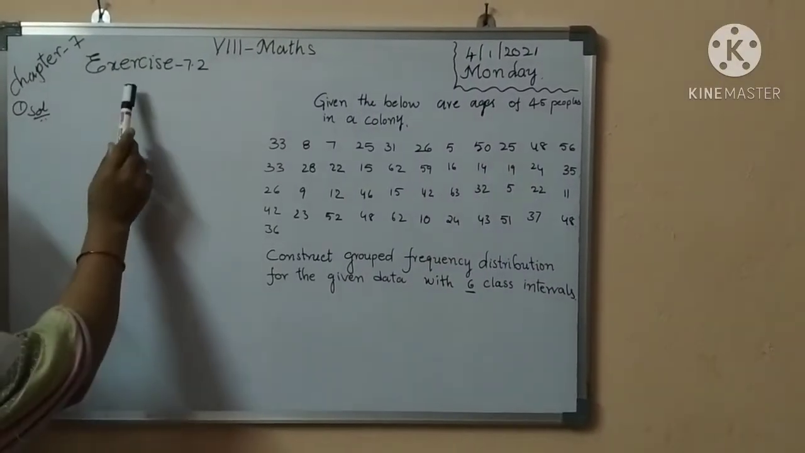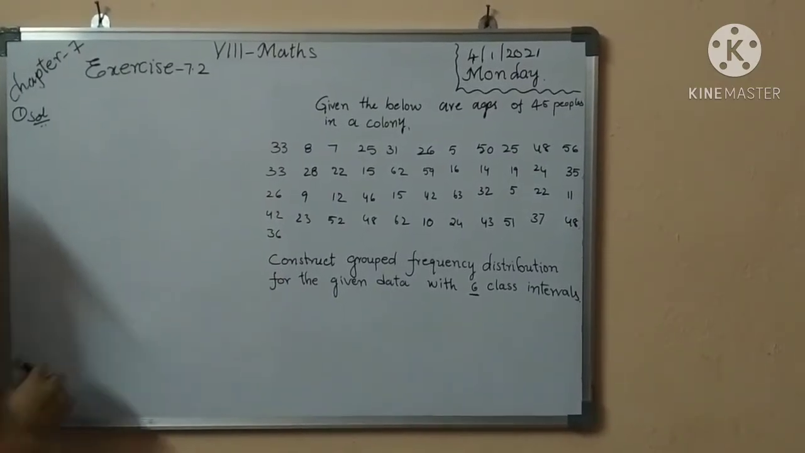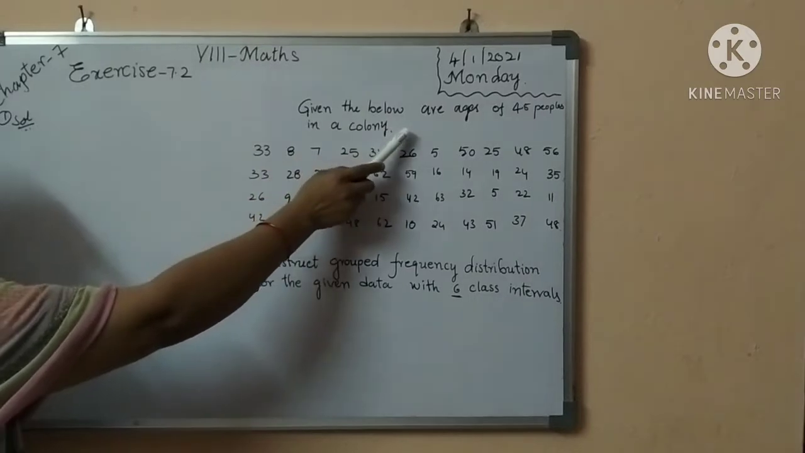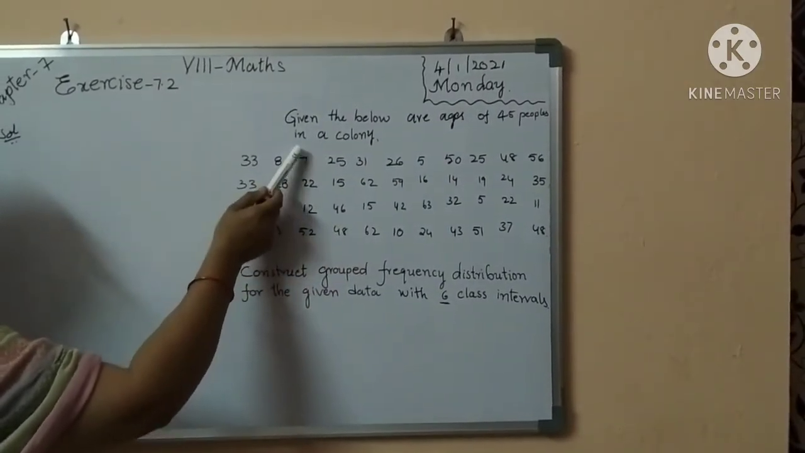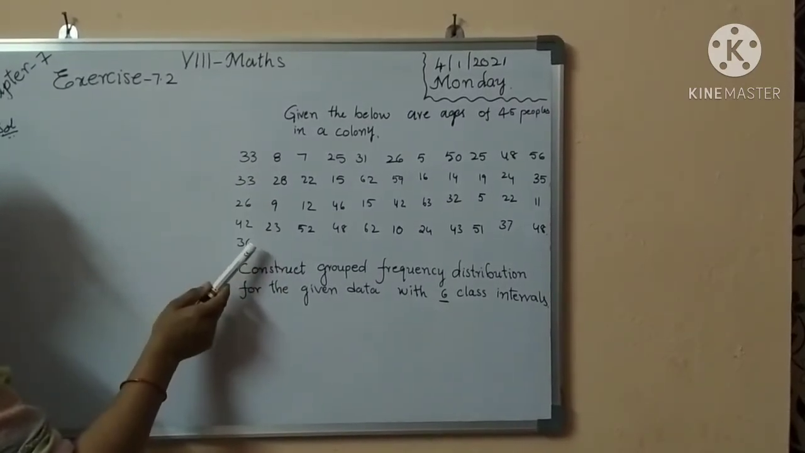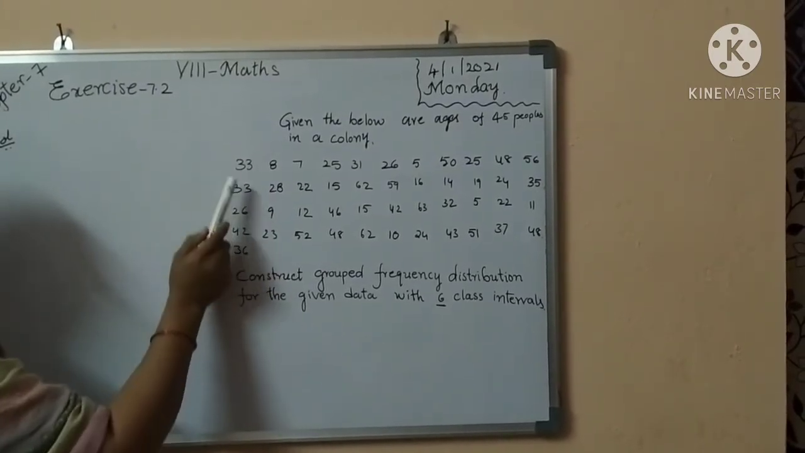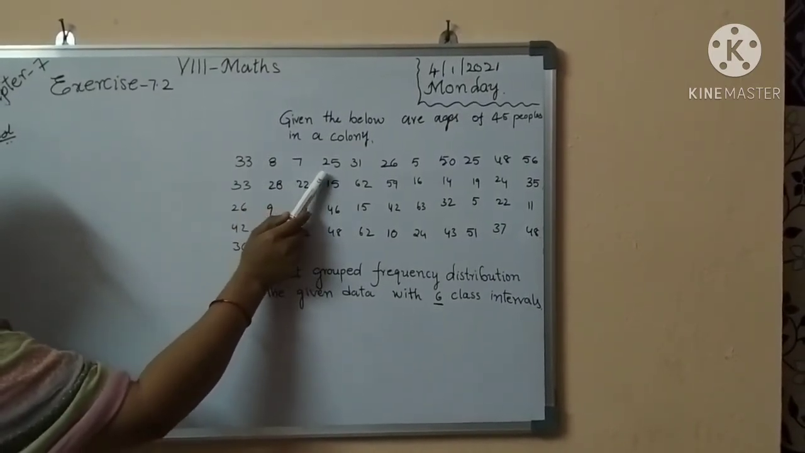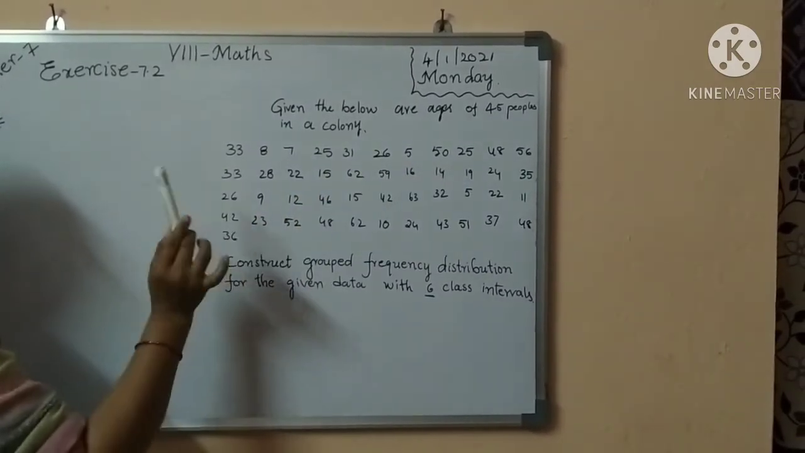Next, exercise 7.2, first problem. Given below are the ages of 45 people in a colony. The data given is 33, 8, 7, 25, 31, 26, 5, 50, 25, and so on up to 36. Okay.